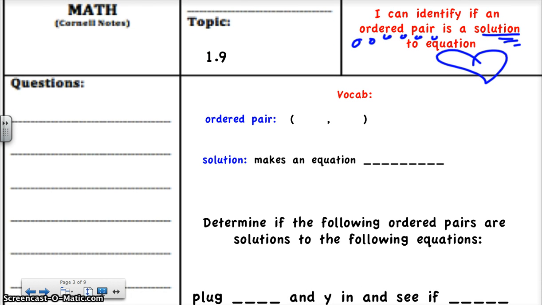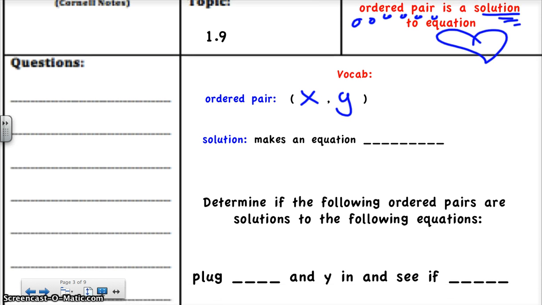An ordered pair is just a set of points, an x and a y. The first number is always x. The second number is always y. It will never change. It never goes y, x. It's always x, y. Okay? A solution makes an equation, remind me, what does it do? True. A solution makes an equation true. Very good.